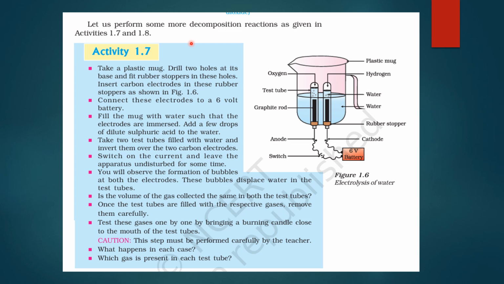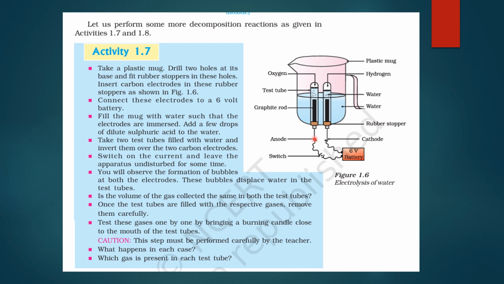So activity 1.7 we are seeing. What we are doing, we are taking a plastic mug. This is a plastic mug. We drill two holes at its base. These are the two holes, and fit rubber stoppers in these holes. इसमें हमने rubber stoppers लगा दिए. Insert carbon electrodes in these rubber stoppers as shown. So you are adding carbon electrodes here, right?